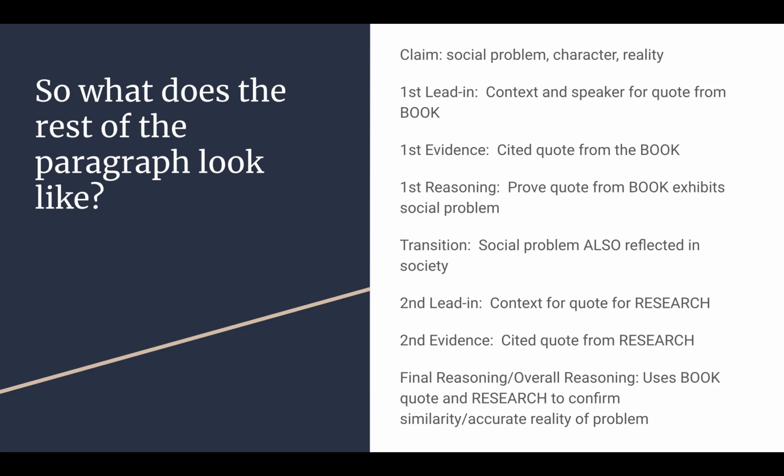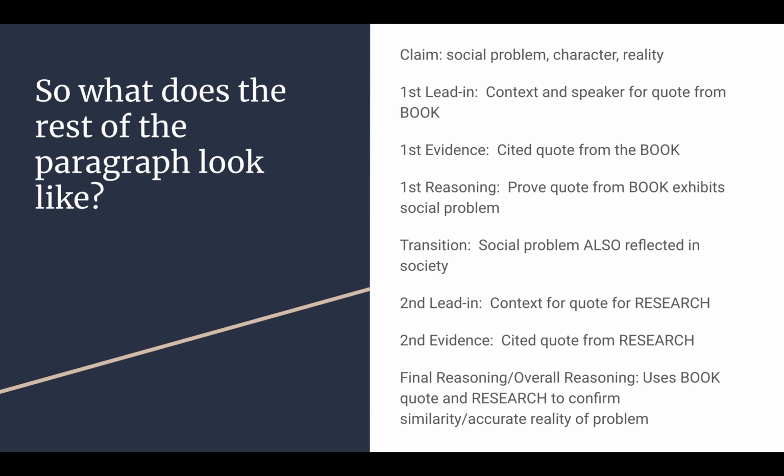So what does the rest of the paragraph look like? Well, you've got to start with your claim, and then your first lead-in is going to have context and speaker for a quote from the book. The first evidence should be a cited quote from the book, and your first reasoning is going to be proving the quote from the book exhibits the social problem.